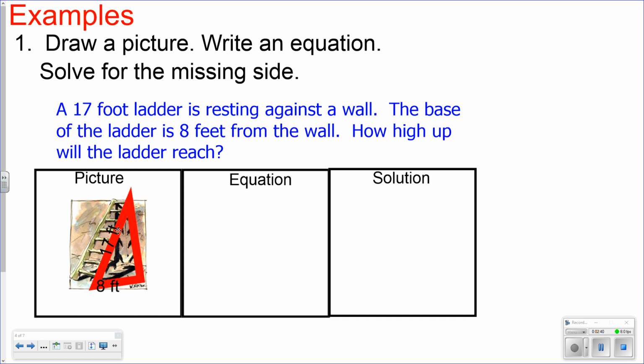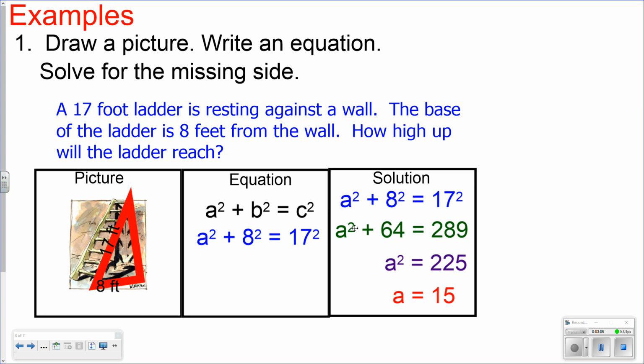So that means we have c, and we have one of the legs, and we're looking for the other one, which means that it is a subtraction problem, right? Because we have a squared plus b squared equals c squared. We're missing one of the legs, so it's a or b, it doesn't matter. Then we have the other leg, and c equals 17 squared. In this case, I need to solve for a.